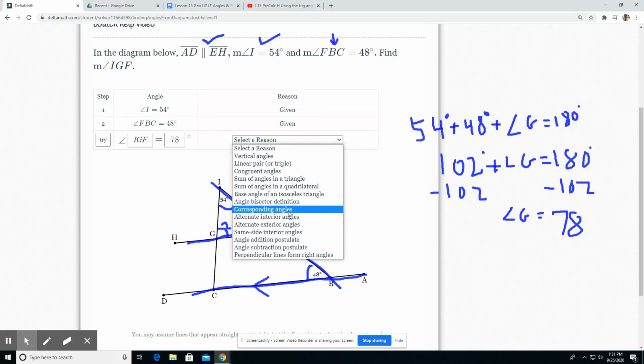Corresponding angles. We used that previously, but not at that step. It might be, but we don't have any transversals that are connecting it, so it's not corresponding angles. Alternate interior angles, all of these are with the parallel. Same side. Addition postulate, nope. Angle subtraction possible, no perpendicular. So the only one that it could be that I saw were the angles of a triangle. The sum of the angles have to add up to be 180.